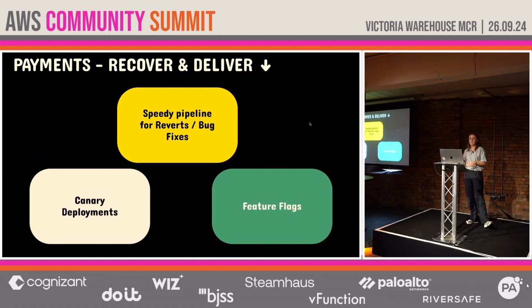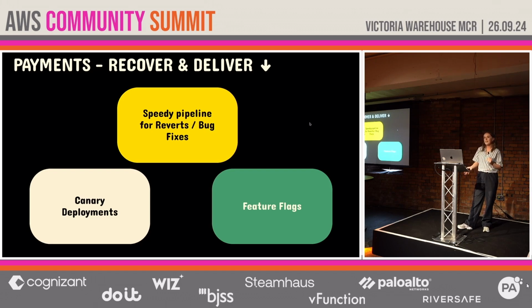So in terms of recovery and delivery, again, we want a speedy pipeline for reverts and bug fixes. I notice now that we've really reduced our pipeline. As soon as there's a problem, sometimes it can be really quick to get the fix or just revert the PR rather than waiting around for all of these tests. Sometimes we make use of feature flags as well. If it's a really risky release and it's quite big, then it can be really nice to turn the feature on and off.